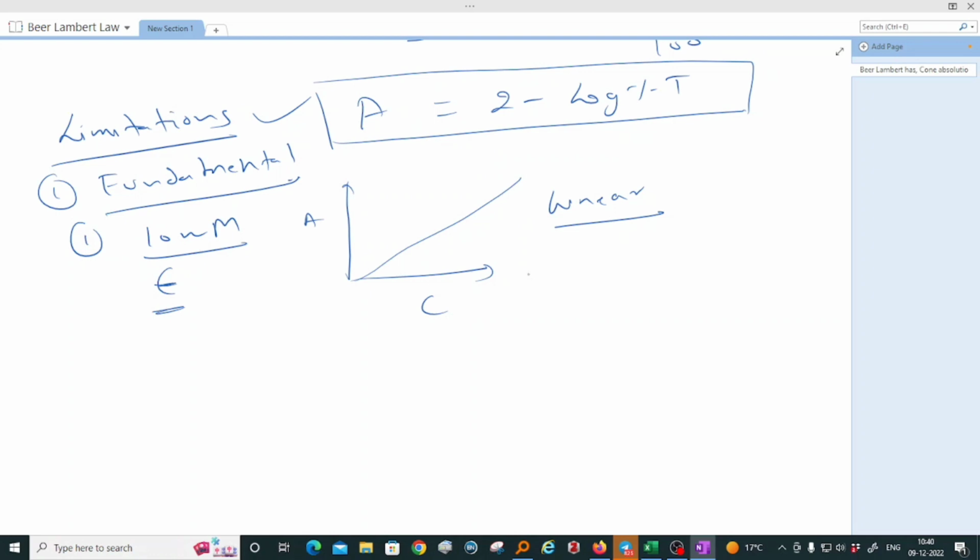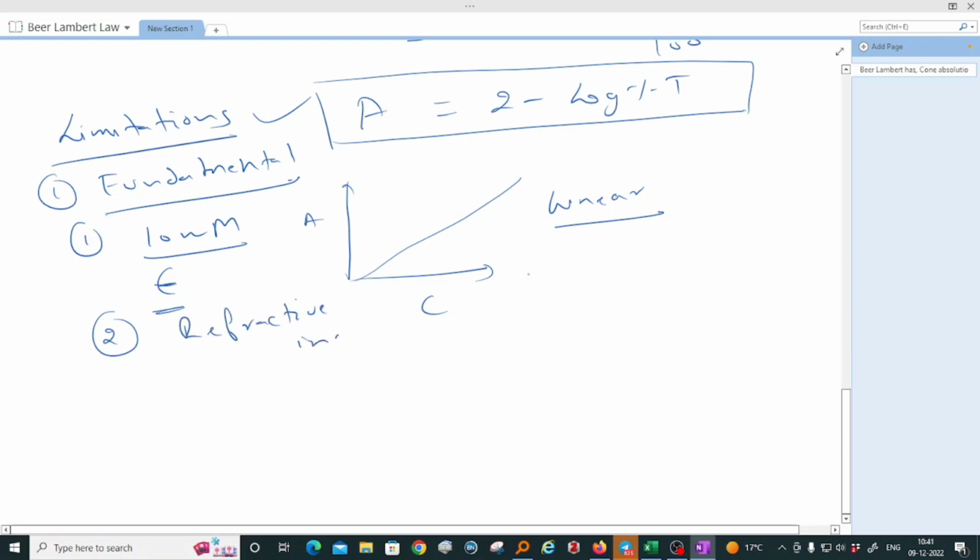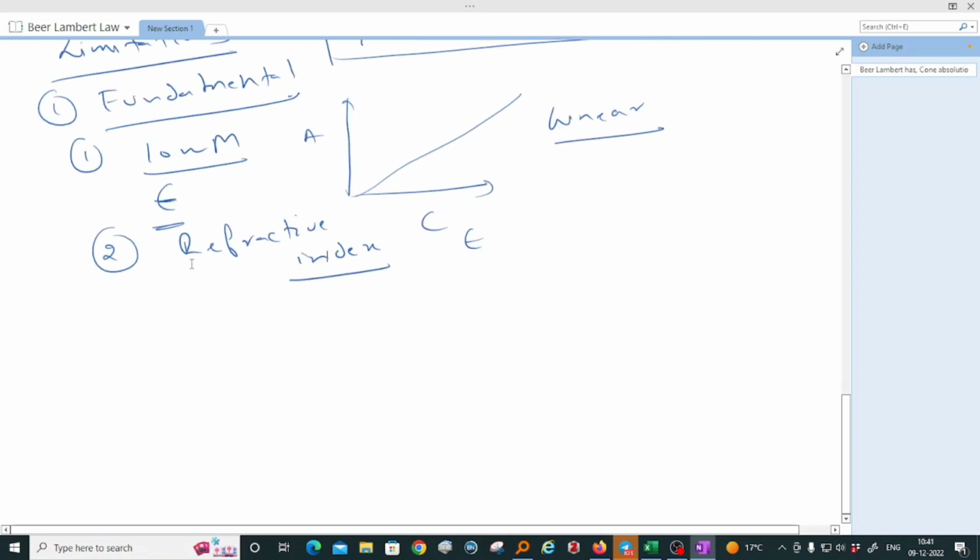And since the value of molar absorptivity will change, the linearity of the Beer Lambert Law will get disturbed. So this is the first fundamental limitation. The second limitation is that at higher concentration the refractive index of the medium also changes, and this in turn will affect the epsilon value of the analyte, and then the linearity of the Beer Lambert Law is again disturbed. So this is the fundamental limitation.